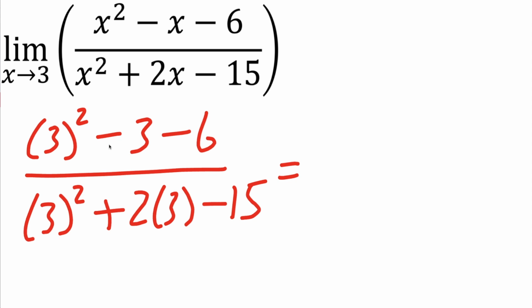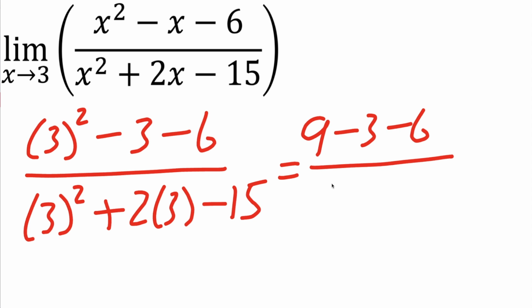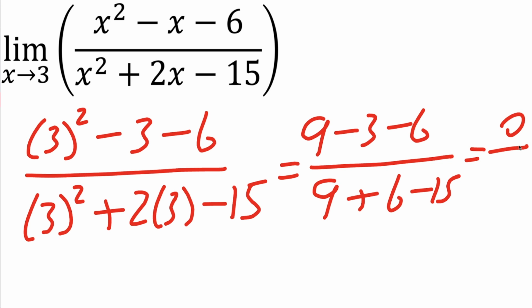Okay, so we did direct substitution. So 3 squared gives you 9, 3 times 3, minus 3 minus 6. So 9 minus 3 is going to give us 6. 6 minus 6 is 0. So I'm a little suspicious. 3 squared gives us a 9, plus 2 times 3 is 6, minus 15. Now, this is an issue. The numerator is 0, but that's okay. But the denominator is also 0. And 0 divided by 0 is a major red flag. So we need to try to do something else to solve this problem.